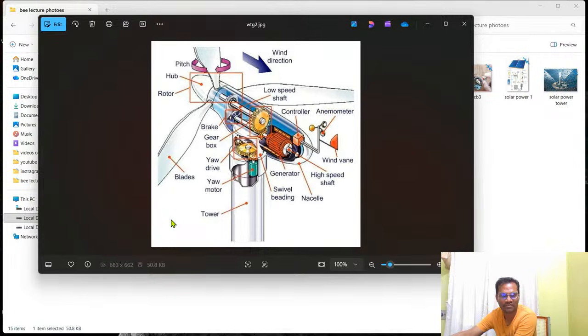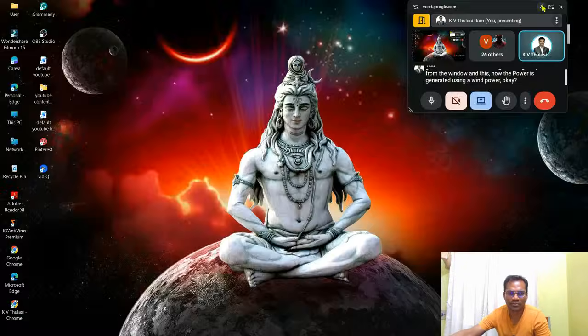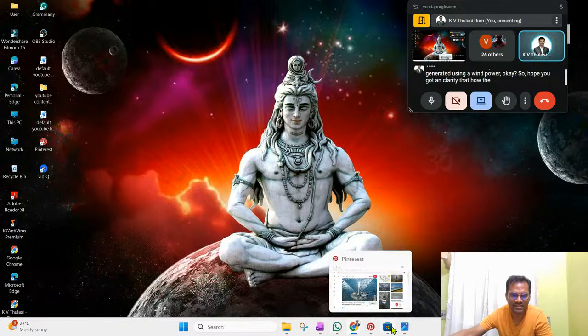That's how we are generating the power from the wind, and this is how power is generated using wind power. Okay, so hope you got clarity on how wind power is generated.